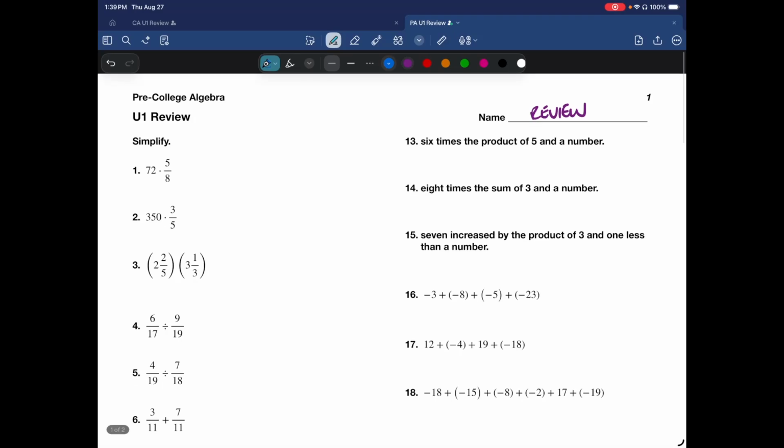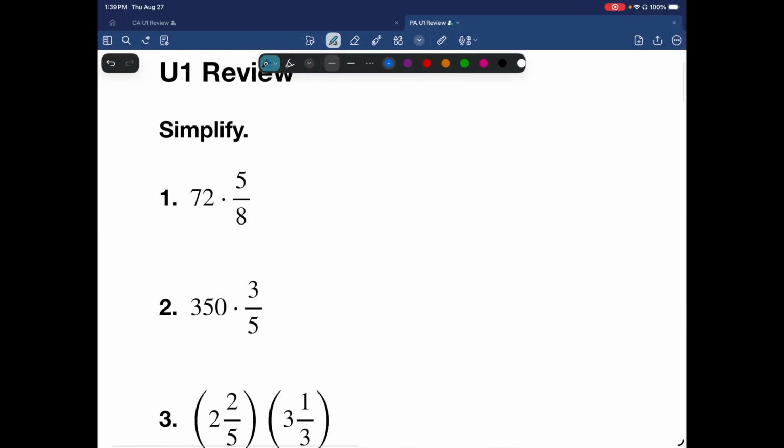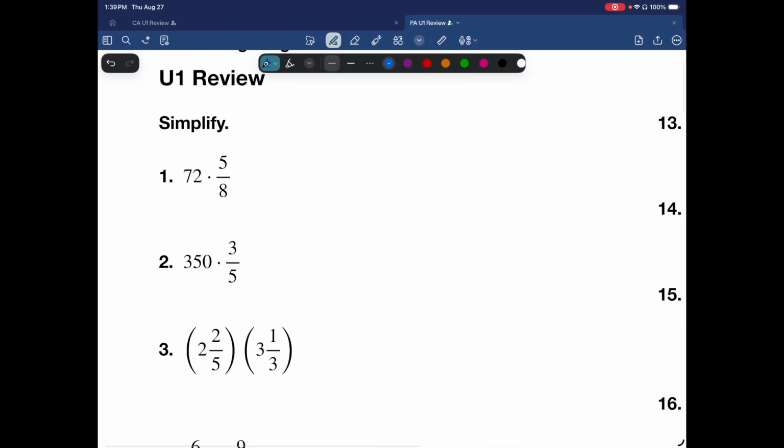All right, so the first thing we're going to do here on number 1 is multiply, and remember that any whole number is understood to be over 1, so this is over 1. Then, when you multiply across the top and across the bottom, if you can reduce early, I recommend it. So 8 goes into 8 one time, 8 goes into 72 9 times, and so you just multiply, and you get 45 over 1, which is just 45. Okay.